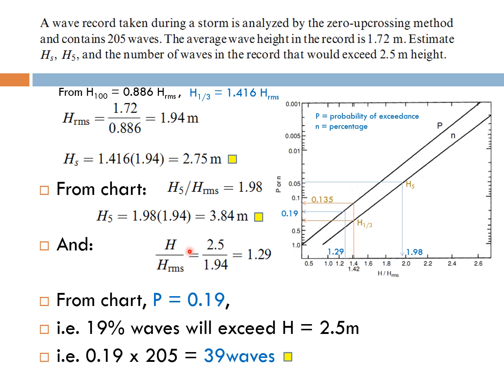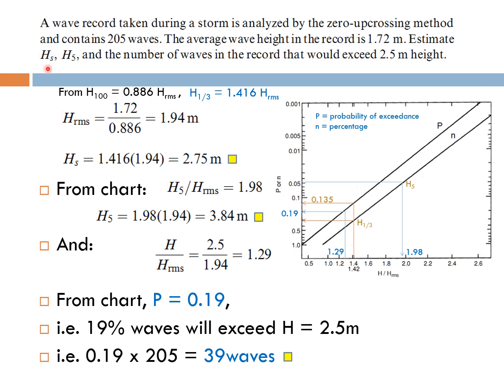A wave record taken during a storm is analyzed by the zero upcrossing method and contains 205 waves. The average wave height in the record is 1.72 meter. Estimate HS, that means the significant wave height, H5, that would mean the average of the highest 5% of waves, and the number of waves in the record that would exceed 2.5 meter. Okay, so we're going to start with the first one.